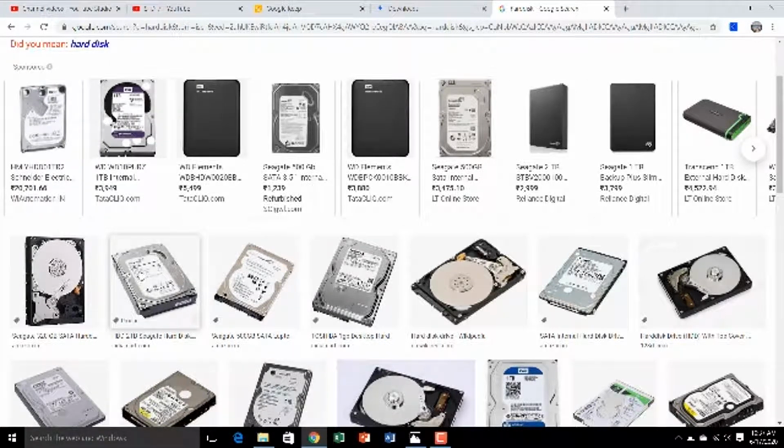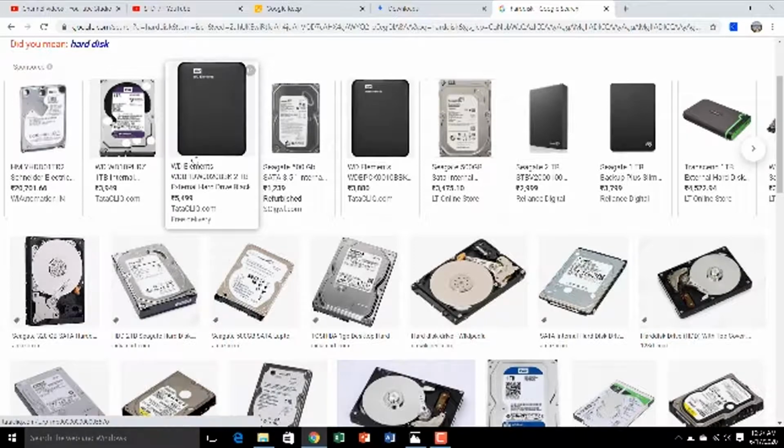So there are basically two types of hard disks available: internal hard disk and external hard disk. An internal hard disk is attached inside your CPU or cabinet, and an external hard disk you can use from outside the computer or laptop. So basically these are the two internal storage devices.